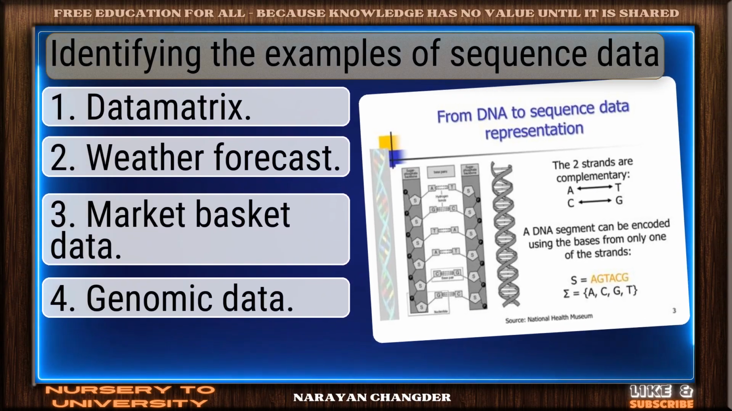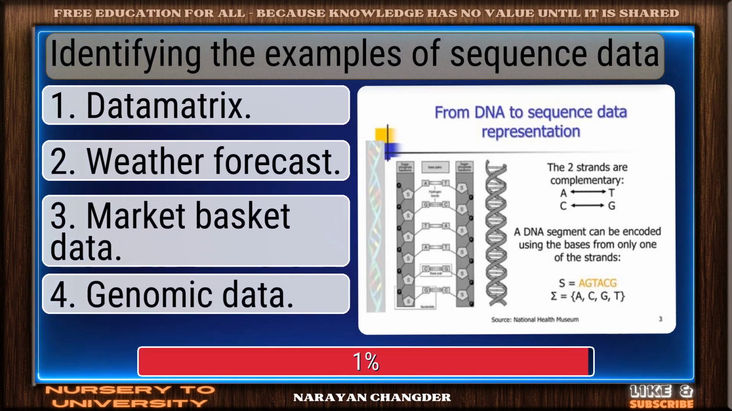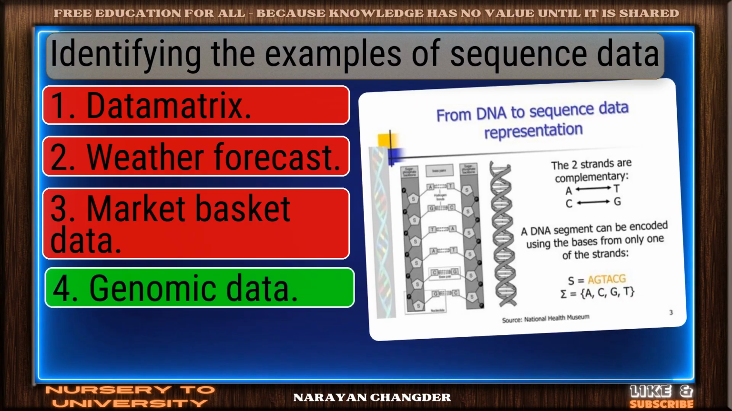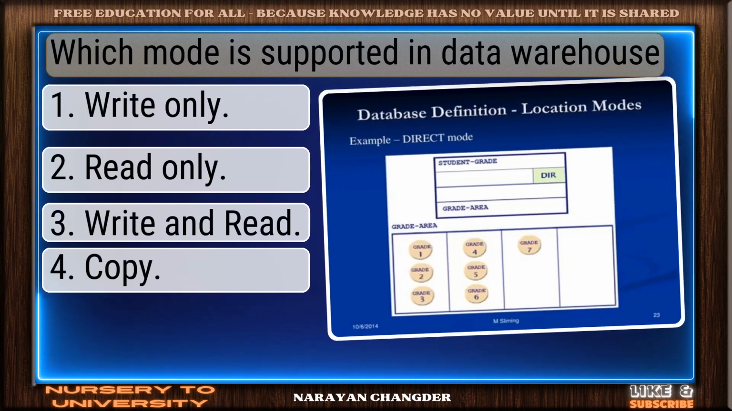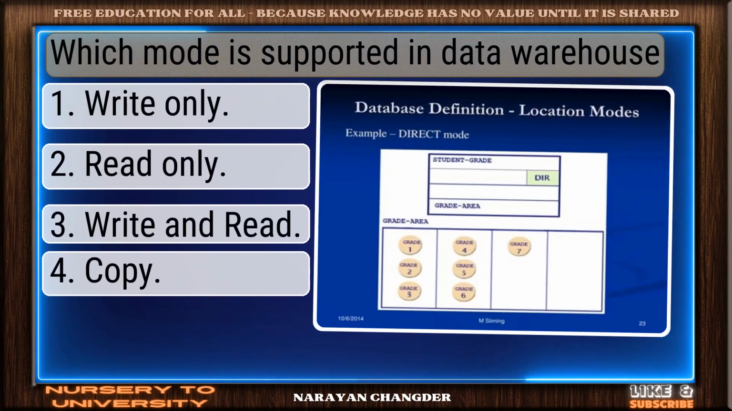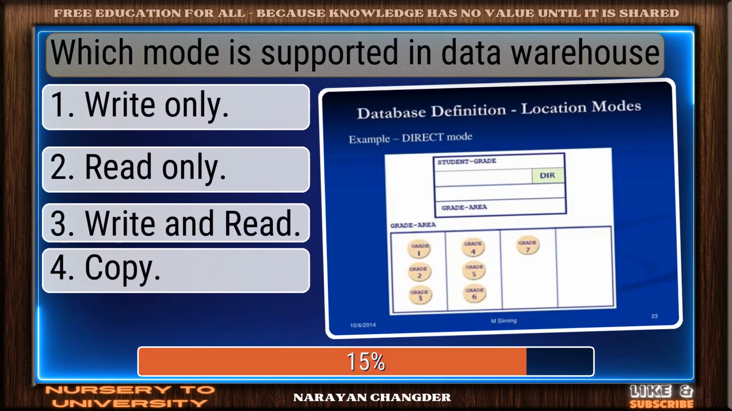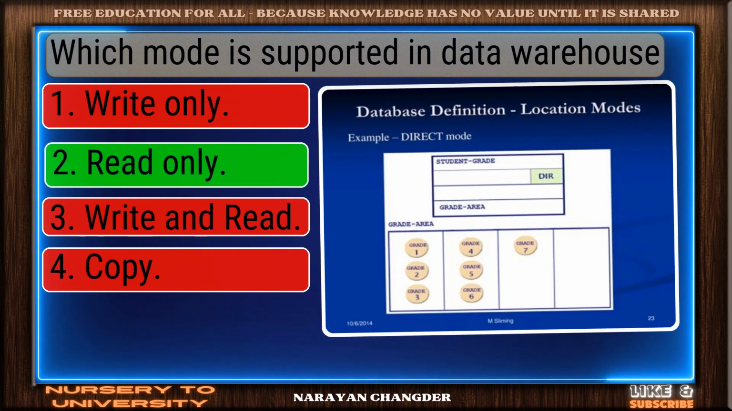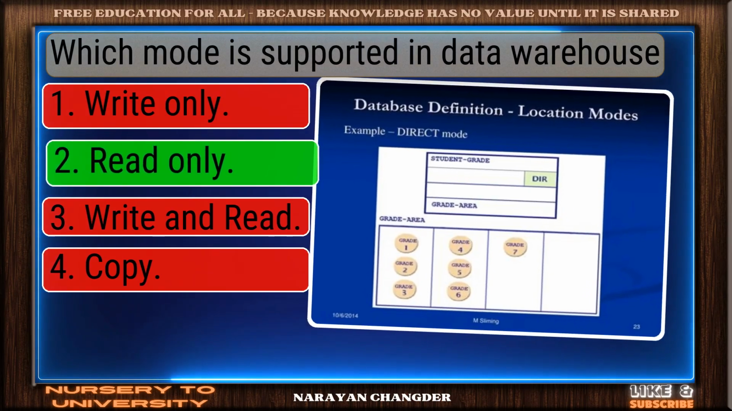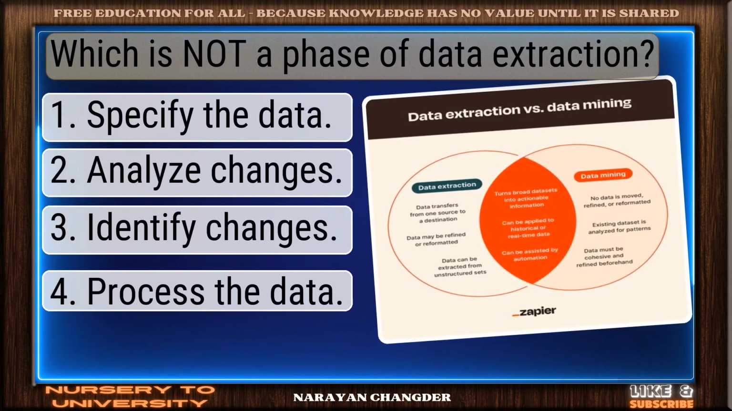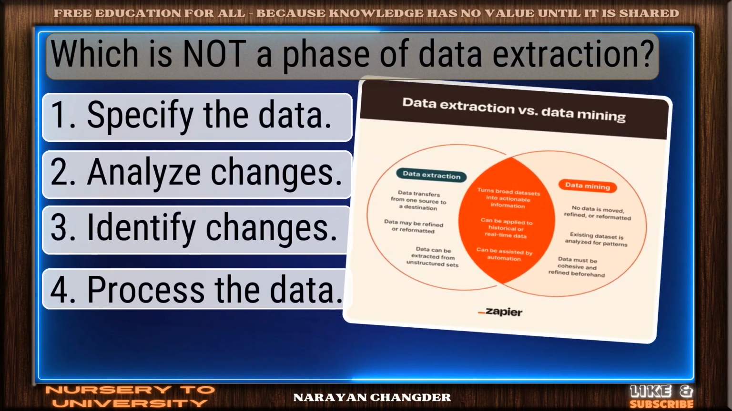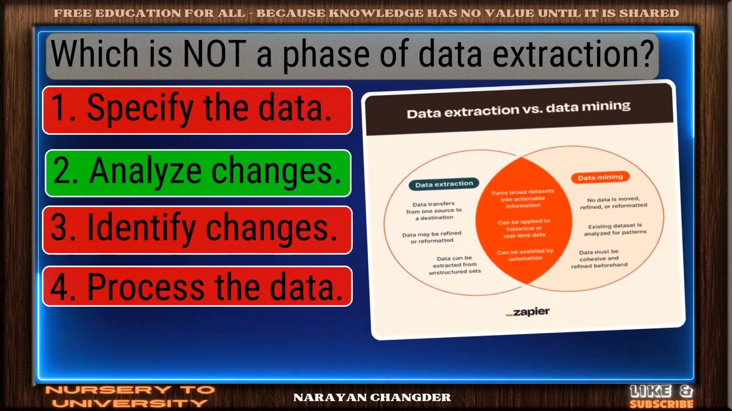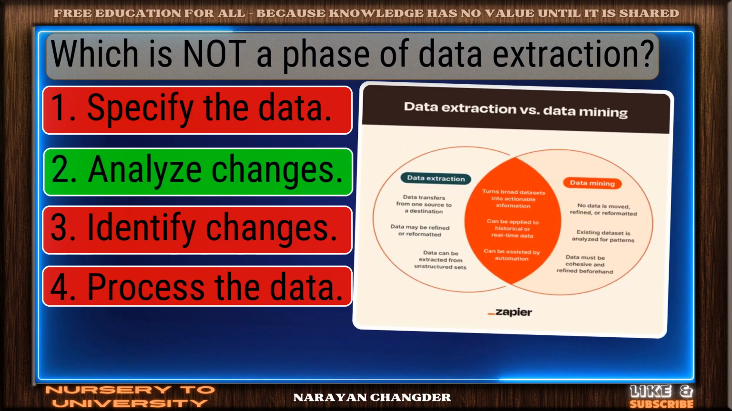Question number 49. Identifying the examples of sequence data. Good thinking. Genomic data is the right answer. Question number 50. Which mode is supported in data warehouse? Correct response. Read-only is the most accurate answer. Question number 51. Which is not a phase of data extraction? Bravo. Analyze changes is the answer.